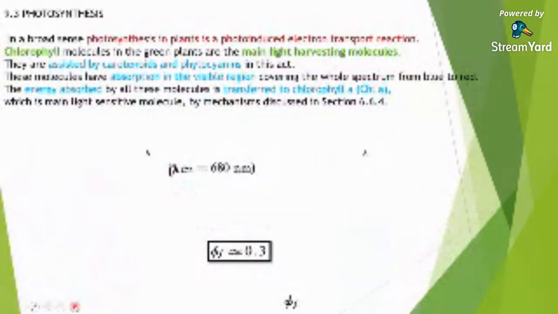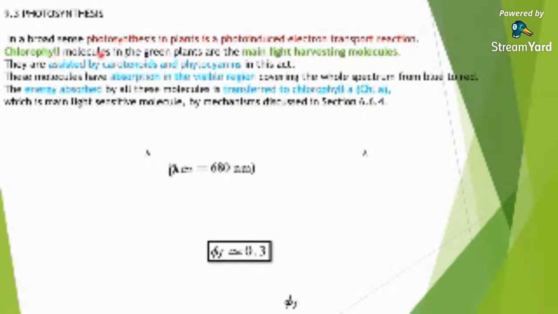Now we are going to start the content of the topic, which is photosynthesis. In a broad sense, photosynthesis in plants is photo-induced, meaning the PS2 center is absorbing the light and transferring the electron to PS1, and PS1 also absorbs light and transfers the electron, converting NADP to NADPH. So photosynthesis in plants is a photo-induced electron transfer reaction.